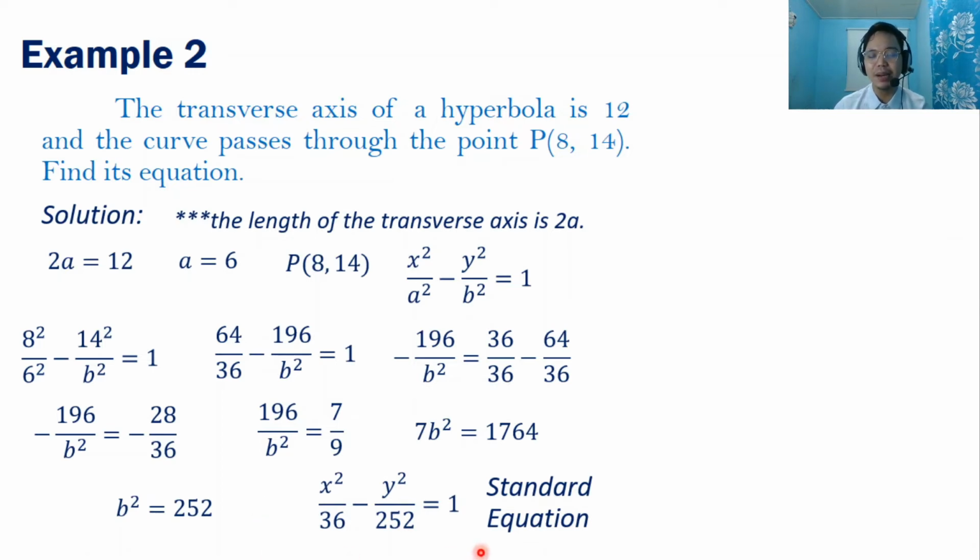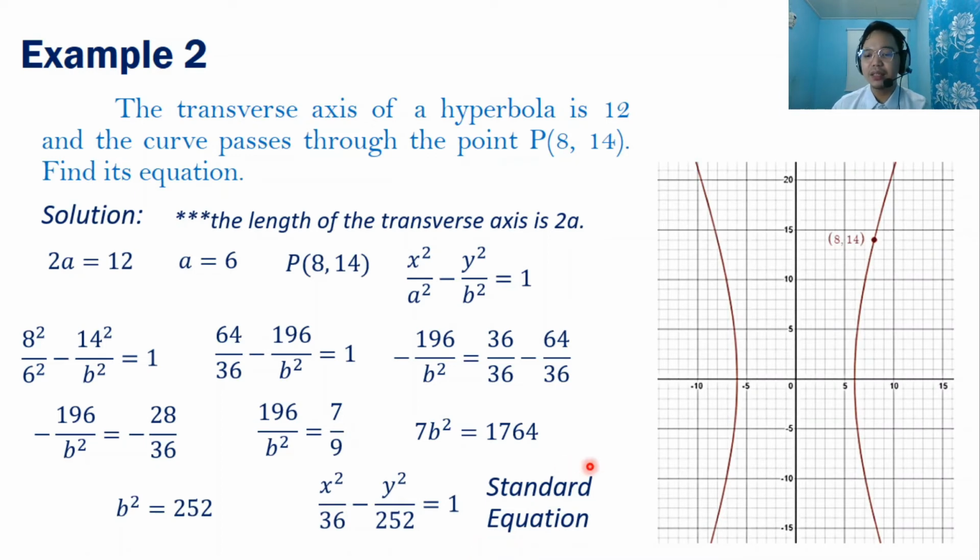So paano natin siya makikita sa graph? So ito yung hyperbola natin. Ang transverse axis niya ay x-axis. At ito ay makikita natin na point. That is 8, 14. It passes through our hyperbola. Okay? Also, makikita natin dito, the transverse axis of our hyperbola is 12. So, from the center going to one of the vertices, that is 6, and opposite, that is 6. So, that is 12.